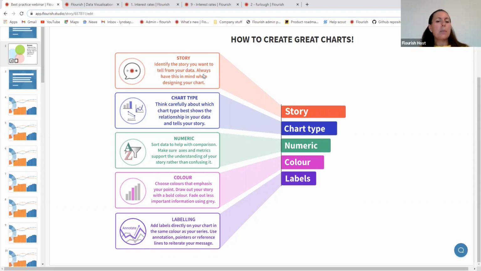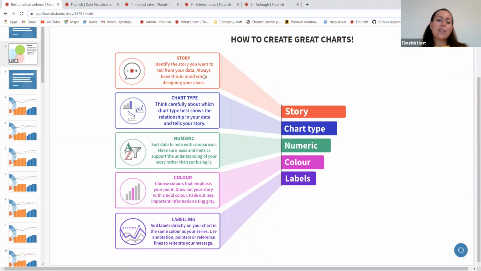If you think about data that's in a hierarchy, then you may think about using donut charts or tree maps or sunburst charts to explain that part to whole relationship. We have templates in Flourish to make it easy to create all these chart types. So this is quite an important step in your design journey.